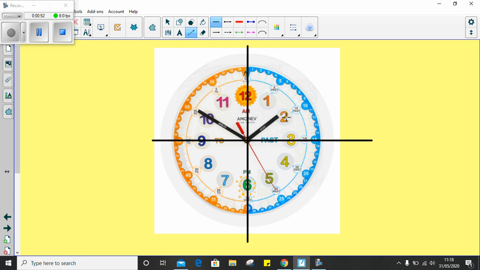When the larger hand is pointing towards the first quarter of our clock over this side, we call that quarter past because 1/4 of the clock has passed. When the larger hand is pointing at the bottom of our clock, at the 6, we call that half past because we've had 1/4 and now we've had a half go past.